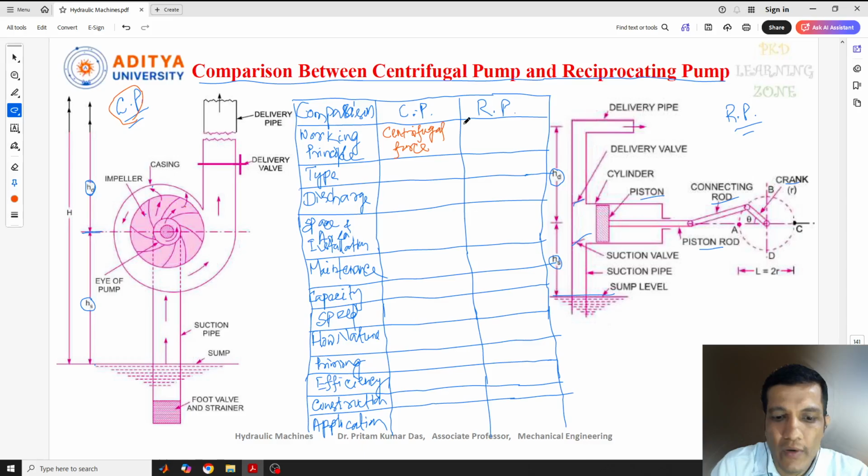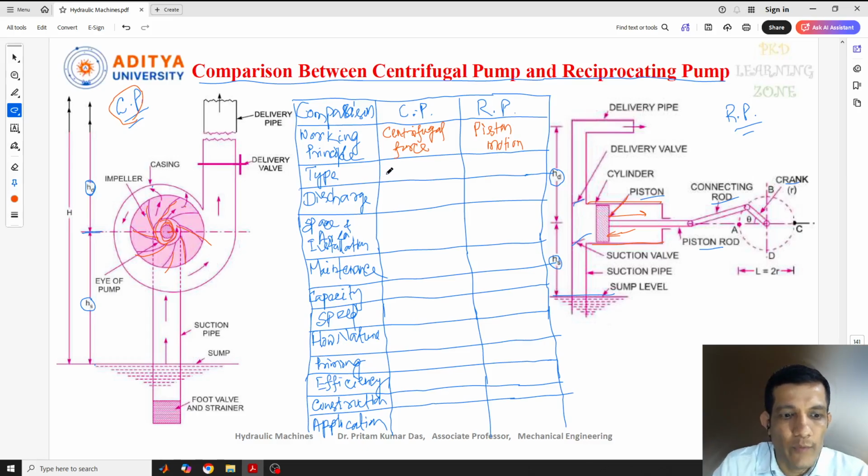Similarly, in the reciprocating pump, if you see here, the centrifugal force is coming out, like it will be discharged like this, because the water goes out through this blade, out from this center point. But here, inside the cylinder, we have the piston. So the piston movement will be there. That we can say is reciprocating piston motion. That means the piston is moving in the forward direction and backward direction, to and fro motion. So that is the working principle.